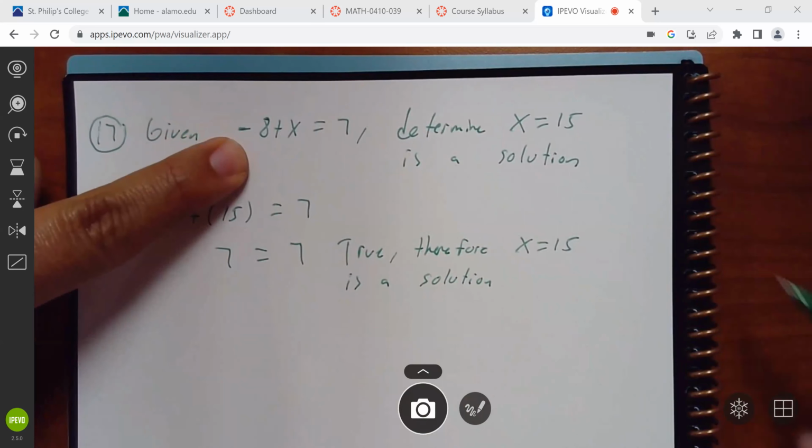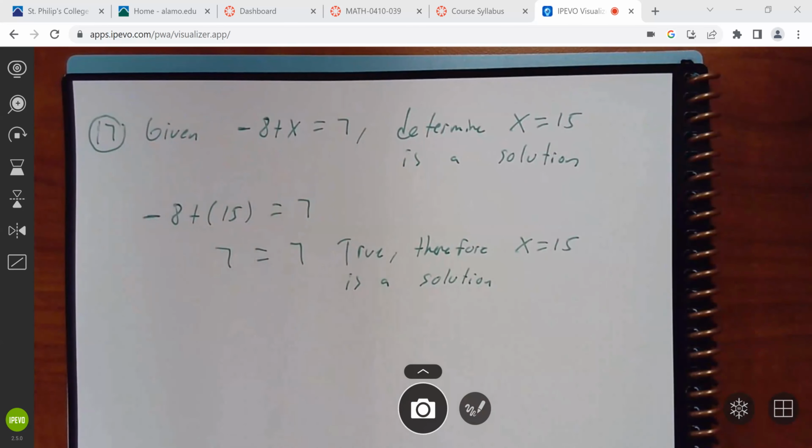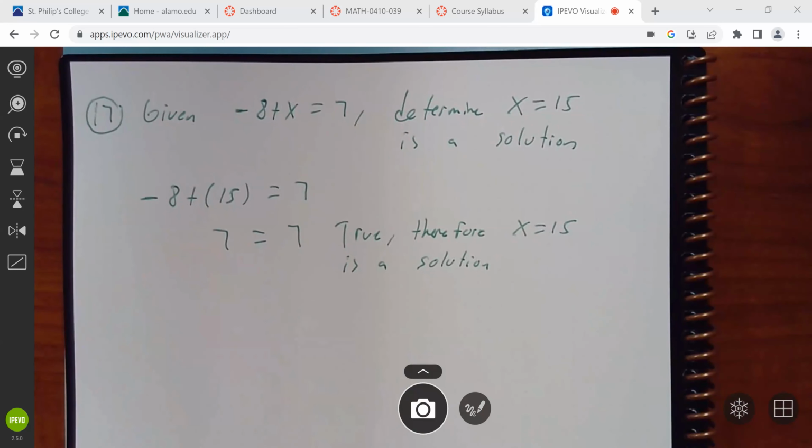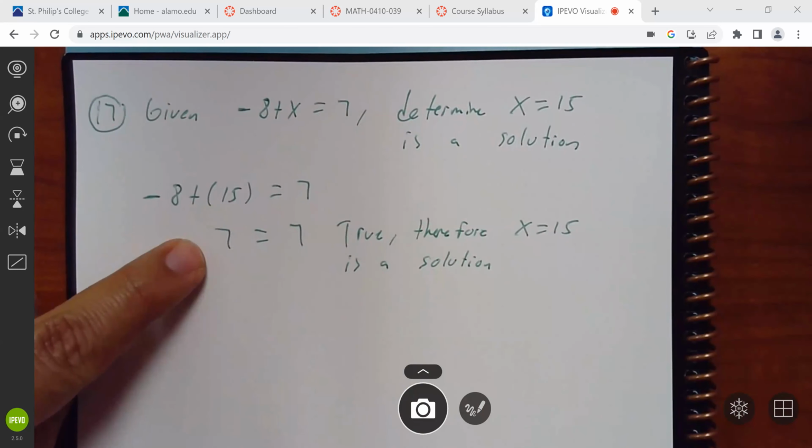Given this, determine if this is a solution. You've got to plug it in and see if you get a true statement. If you get a false one, then it's not a solution.